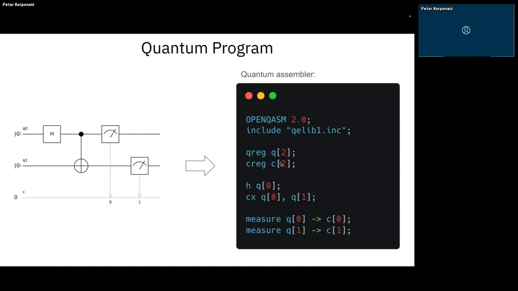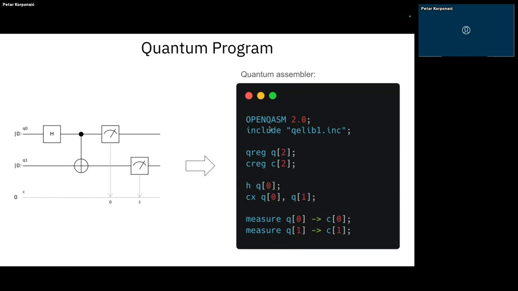So this is 2 qubits. This is 2 bits. Then we execute a Hadamard gate on qubit 0, and a CX gate between qubit 0 and qubit 1. And then we measure qubit 0 into classical register 0, and the same with qubit 1. We measure qubit 1 into classical register 1. And this is a quantum program.